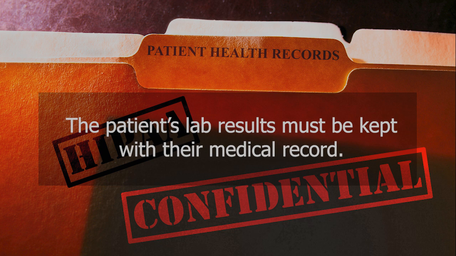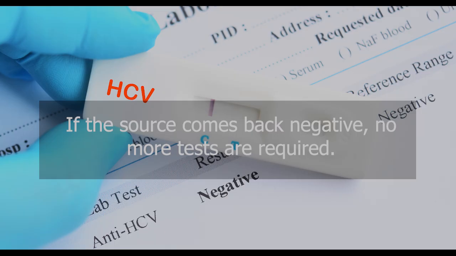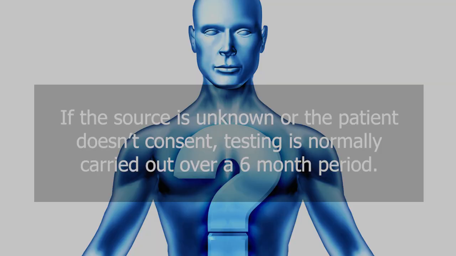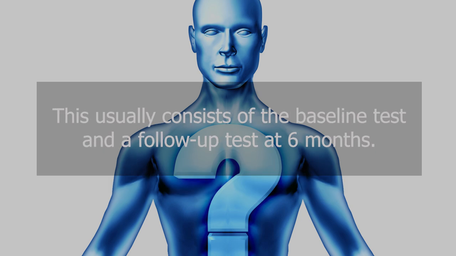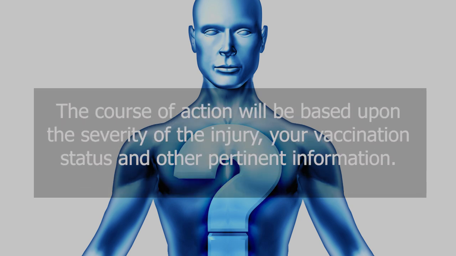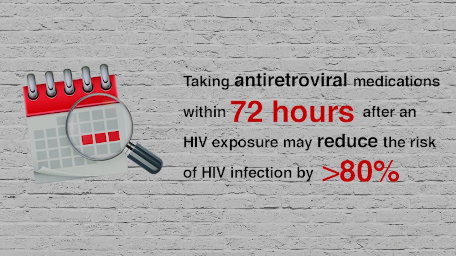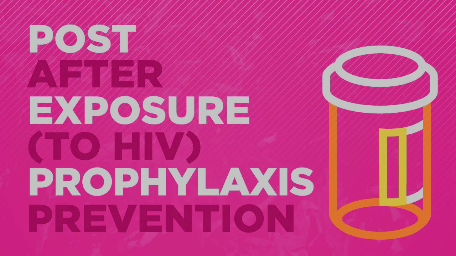If the source patient's blood comes back negative, that's the extent of testing. If the source is unknown or they don't consent, testing is normally carried out over a 6-month period. The baseline and a follow-up at 6 months. The healthcare professional that you see will ultimately determine the actual course of action based on current CDC recommendations, the type of injury, and your vaccination status. For example, a needle stick injury involving a large bore needle and a high-risk patient might warrant post-exposure prophylaxis or more than one follow-up test.